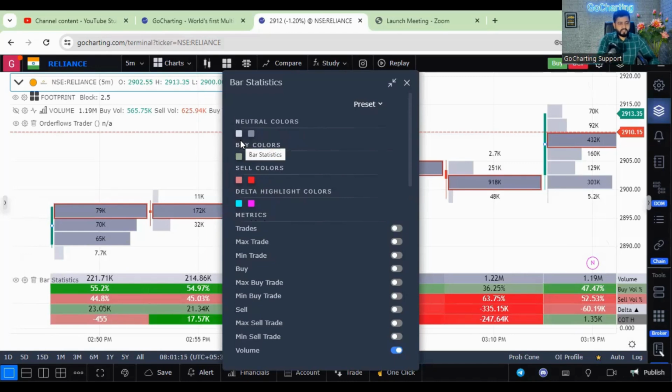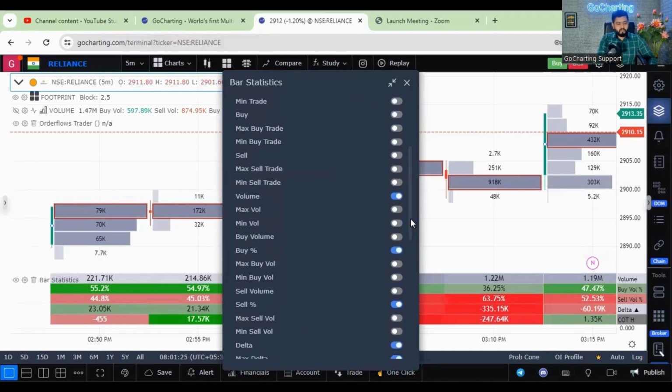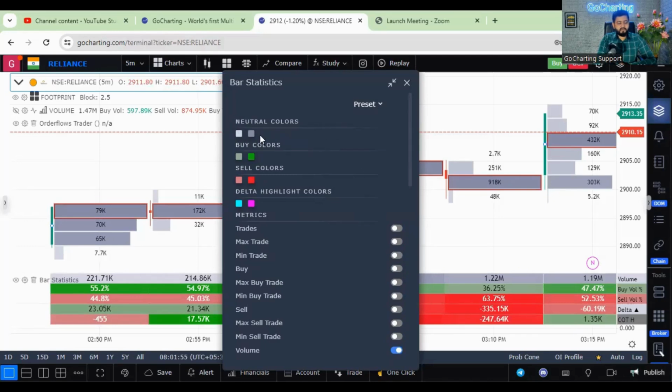First, neutral colors is for those metrics which do not involve buy or sell specifically. So for example, trades or volume. These do not involve buy and sell in themselves. You can have buy volume and sell volume separately, but when you are talking about the volume, there is no buy and sell. So that is how we have designed their colors. These colors are for neutral options like trades and volumes.